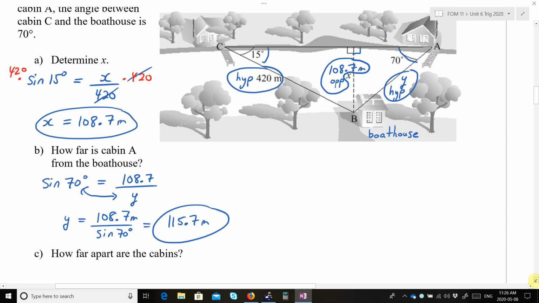And part C, how far apart are the cabins? Okay, so the cabins are at A and C, so we have to find this whole distance. We're going to have to split it up into this piece, which we could call M, and then the next piece, N, just so we're not using X and Y again.